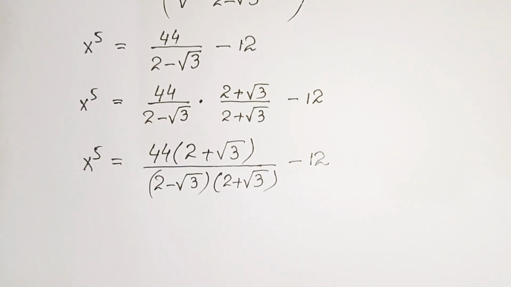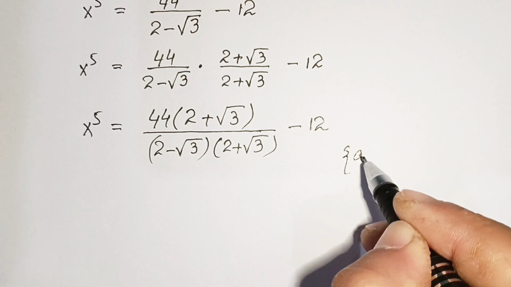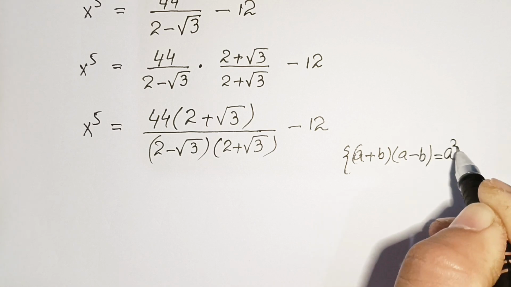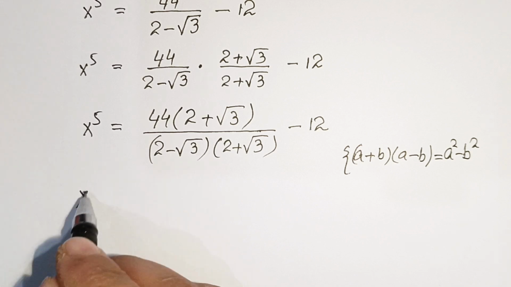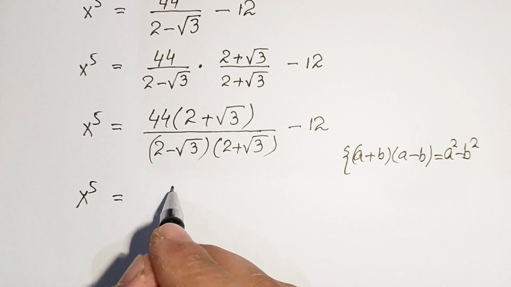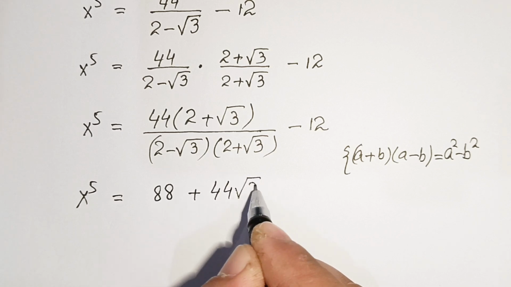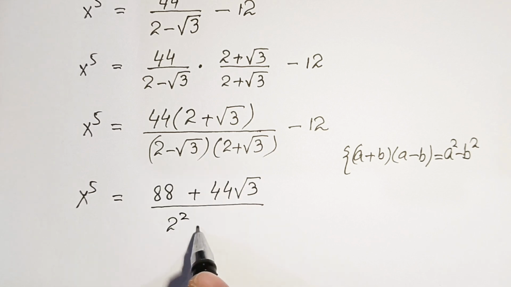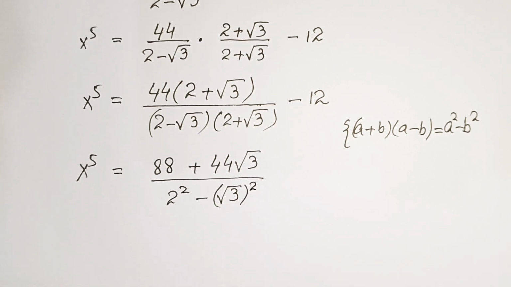and minus 12. Now we know by the algebraic formula that a plus b times a minus b is equal to a squared minus b squared. So applying here in the denominator, we have x to the power 5 is equal to 44 multiplied by 2, which gives 88, plus 44 multiplied by square root of 3, all over 2 squared minus square root of 3 whole squared, minus 12.